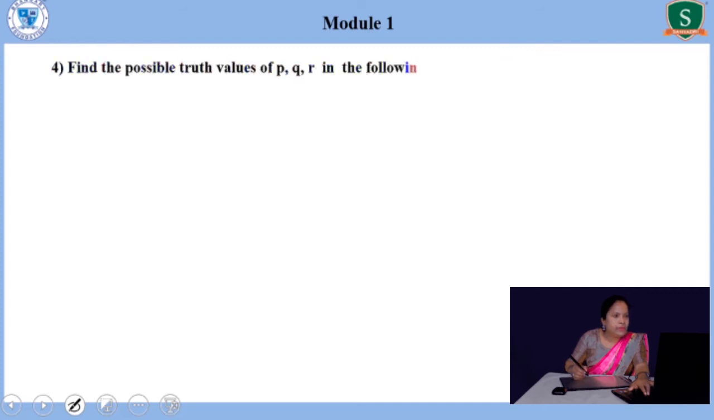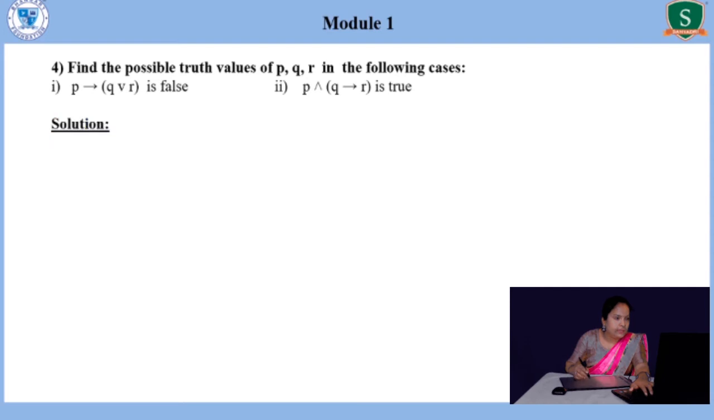Next, the fourth problem. Find the possible truth values of P, Q, R in the following cases. First one, P conditional Q or R is false. Second, P and Q conditional R is true. Okay. I will find the solution.